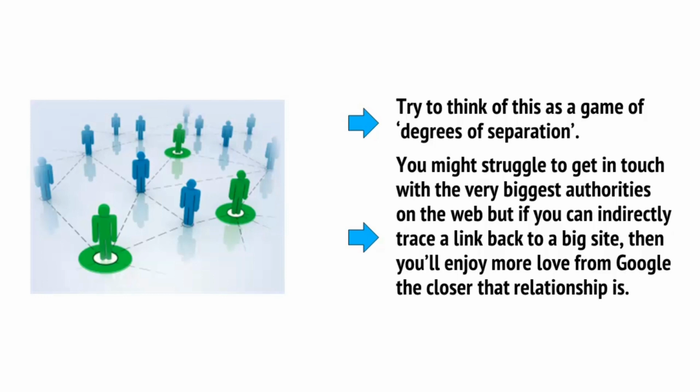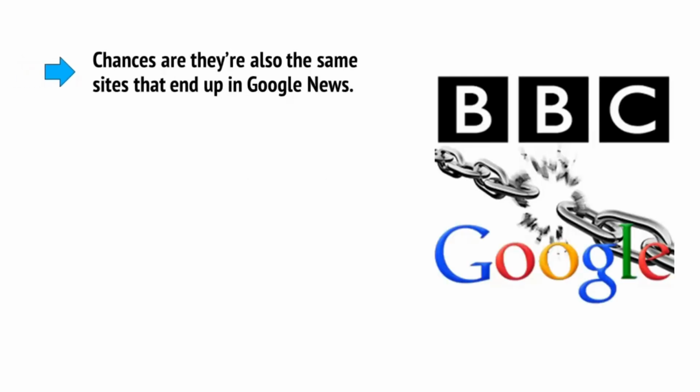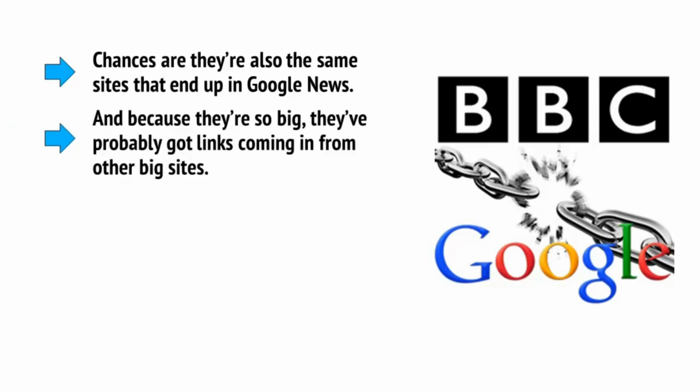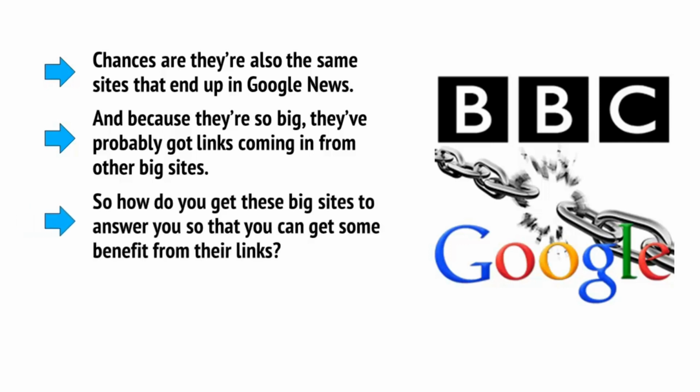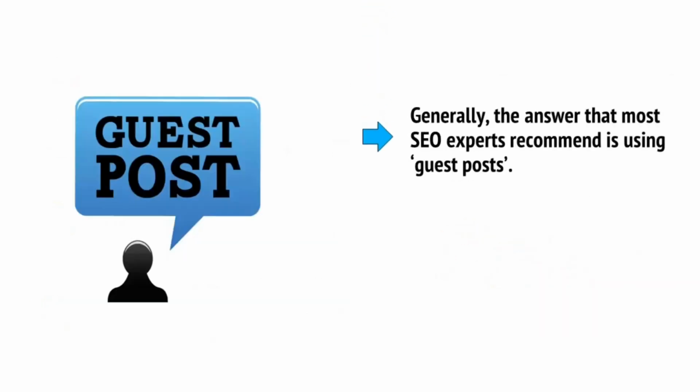Chances are that you already know what the biggest sites in your niche are. These are the sites that are household names and that everyone goes to when they want information on your subject. Chances are they're also the same sites that end up in Google News. And because they're so big, they've probably got links coming in from other big sites. So, how do you get these big sites to answer you so that you can get some benefit from their links? And seeing as you're no longer allowed to buy links or do link swaps, how do you get them to link to you? Well, generally, the answer that most SEO experts recommend is using guest posts.